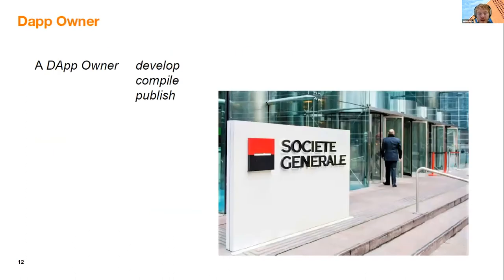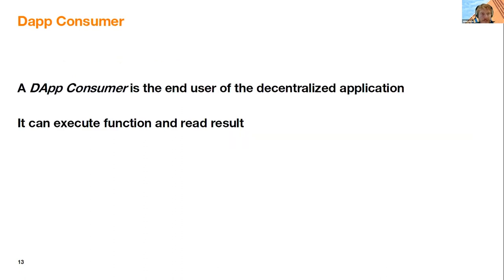I took the example of Société Générale as a DApp owner, which is a French bank that recently published some DApps on the Ethereum public network, but there are plenty of DApp owners, of course. It is also the business owner. And of course, in our model, the DApp consumer is the end user of the application. It could execute functions, it could read the result inside our chain. And it's not necessarily human. It could also be another DApp or an off-chain application.